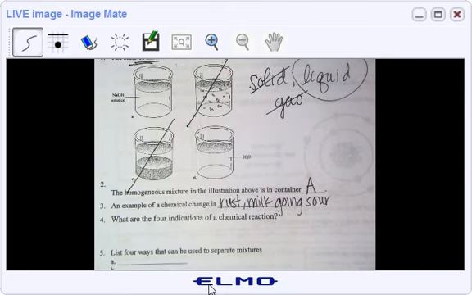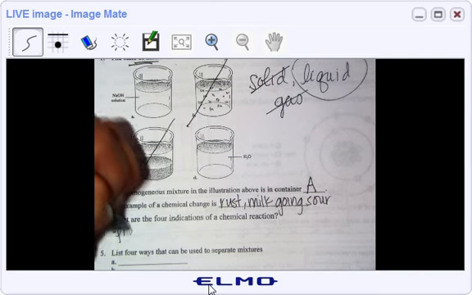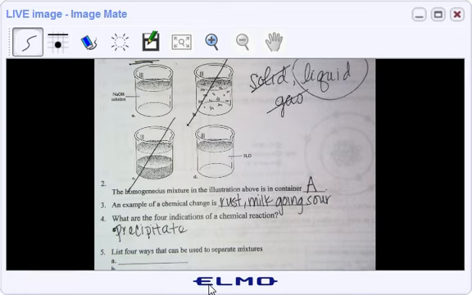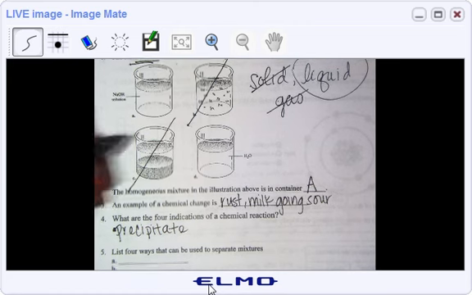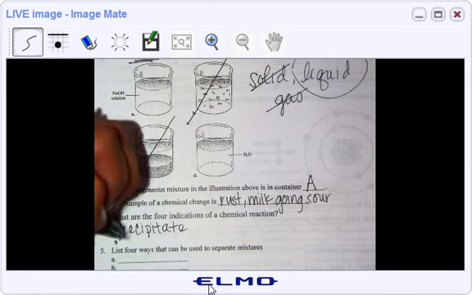Number 4, what are the 4 indications of a chemical reaction? Precipitation, or precipitate. A precipitate is anything left over after a chemical reaction that wasn't there to begin with. An example is, let's say you mix 2 liquids together and then now you have some new cloudy substance or maybe salt left over.